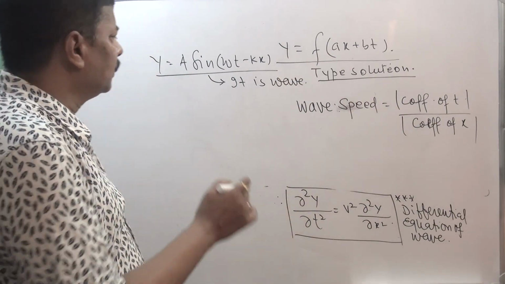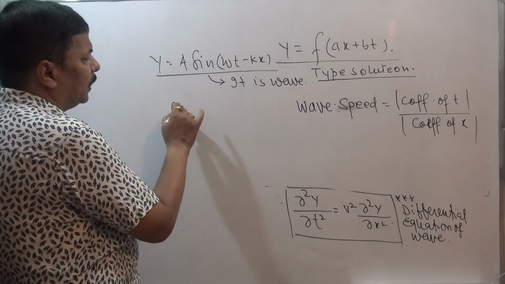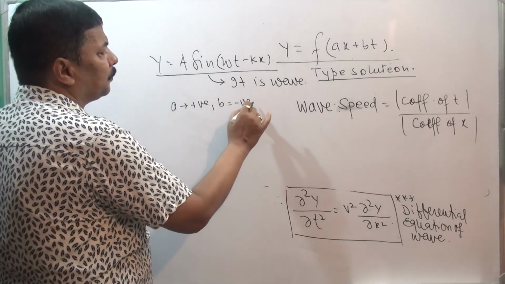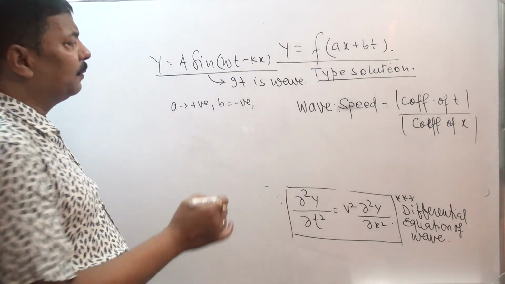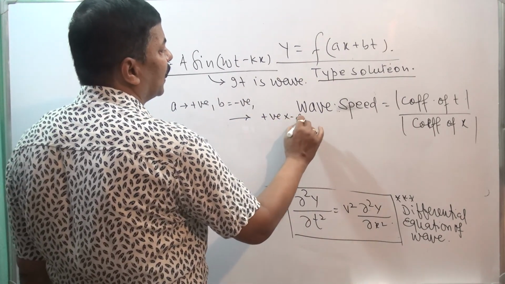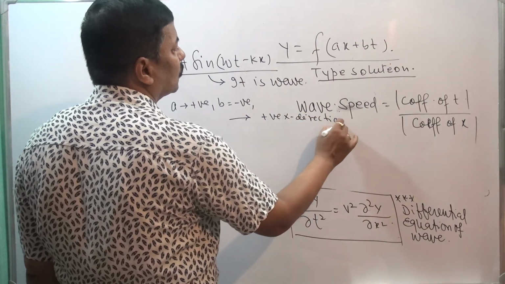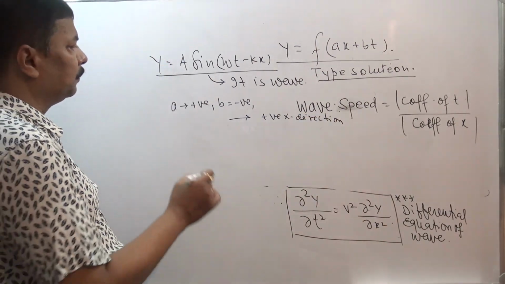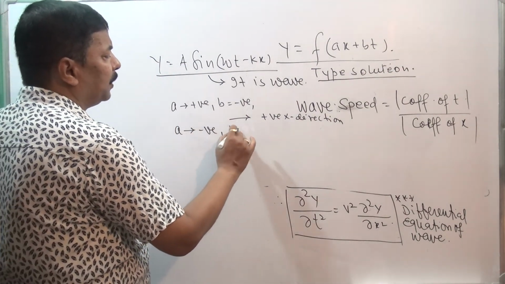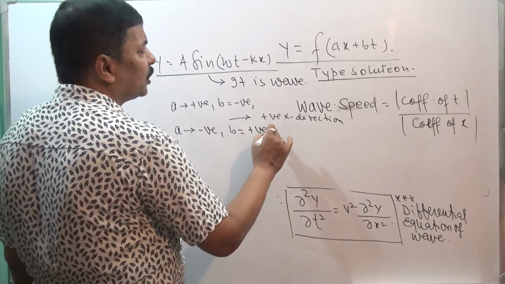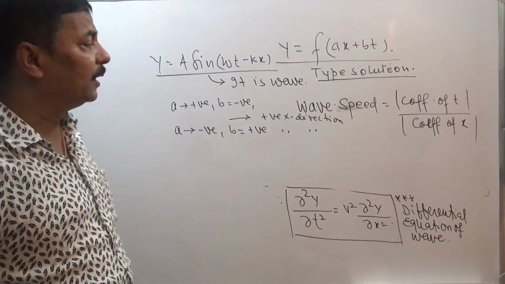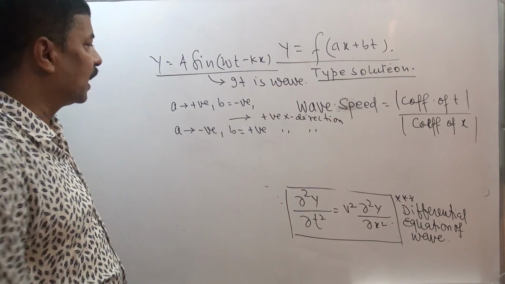If in the solution A is positive and B is negative, one is positive, one is negative, that means the wave is moving in positive x direction. If in the solution A is negative and B is positive, then also it is moving in positive x direction. That means if the signs of A and B are different, then the wave is moving in positive x direction.